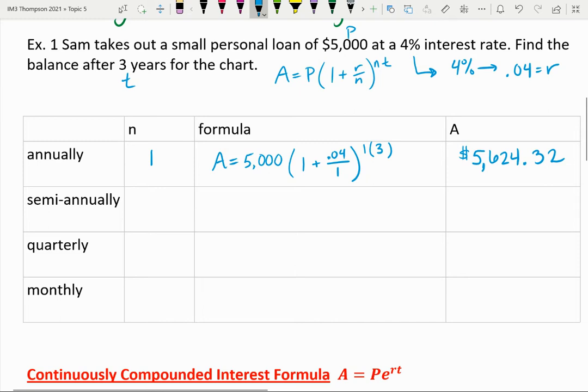So here we go. Sam takes out a small personal loan, $5,000 at 4% interest rate. After 3 years, now Sam is going to owe $5,624.32.